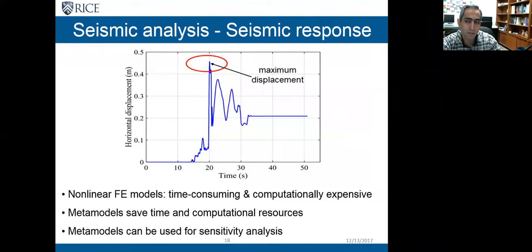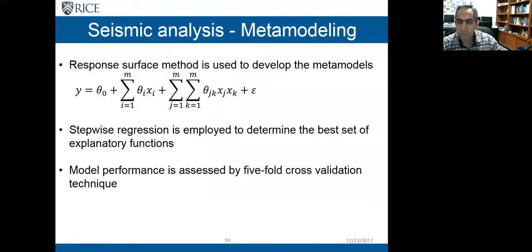Running finite element models is usually time consuming, and it needs computational resources. And this was one of the motivations to develop metamodels, which I will talk about more later, because metamodels save time and computational resources. They can also be very useful for sensitivity analysis. So in this study, I have developed metamodels for the maximum horizontal displacement and maximum rocking angle.